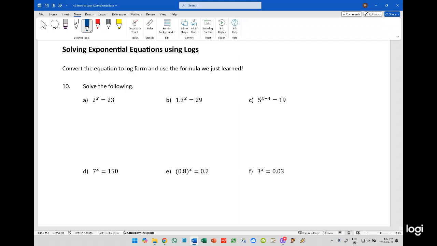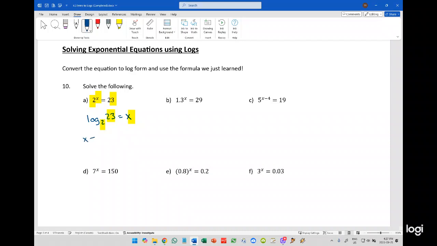Now the way I would do this one is to simply rewrite this in log format. So we say log base 2 of 23 equals x. So again, base, exponent, answer, base, exponent, answer, because we're trying to solve for that unknown exponent.